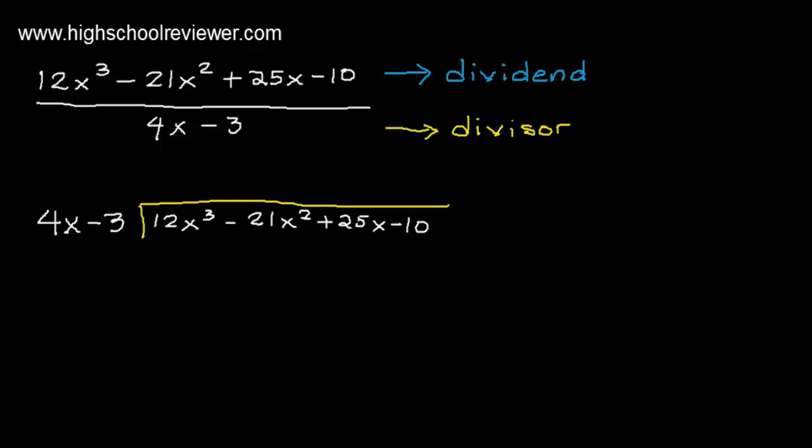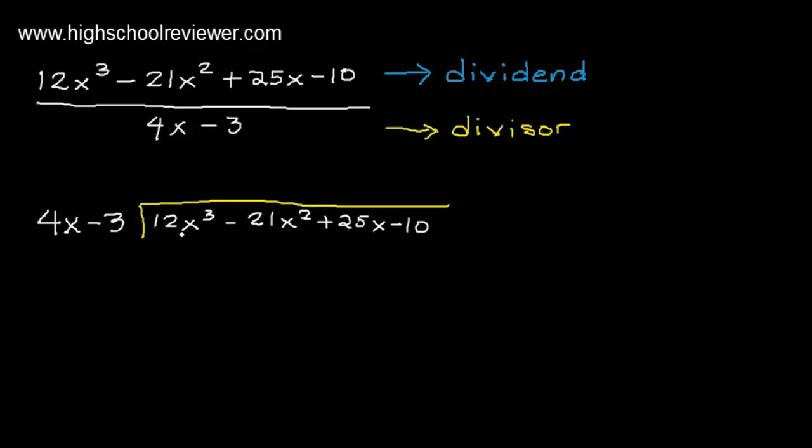Dividing polynomials by long division. Our next problem, we have 12x cubed minus 21x squared plus 25x minus 10. This is our dividend, and divide this by 4x minus 3. This is our divisor. So to perform this using long division, we need to rewrite it this way. The divisor will be at the outside and the dividend will be on the inside.